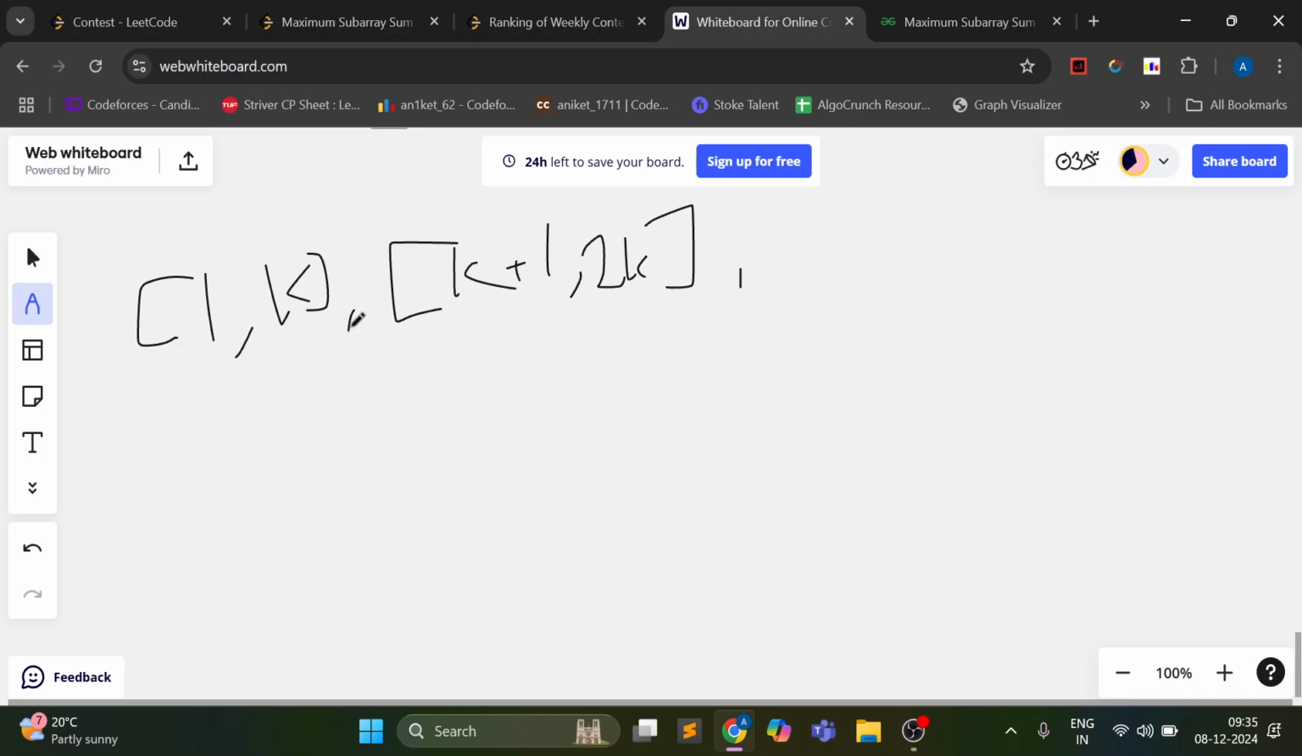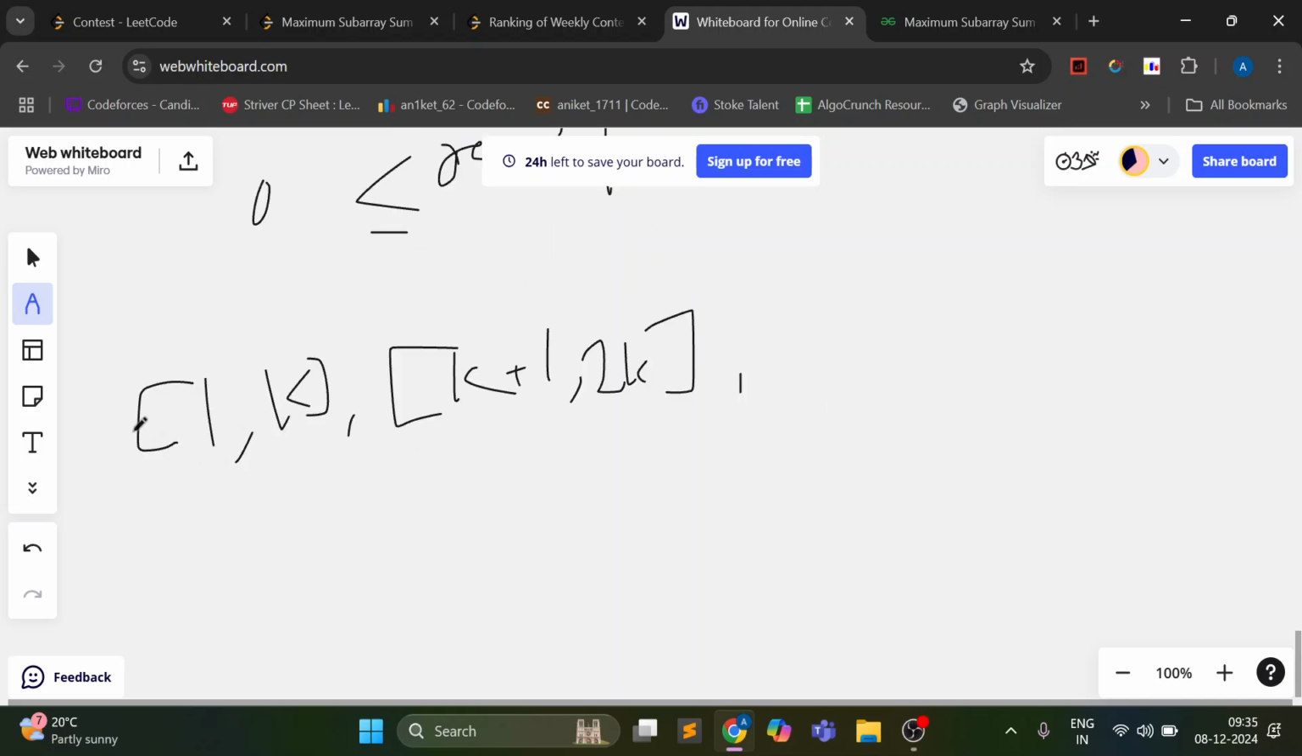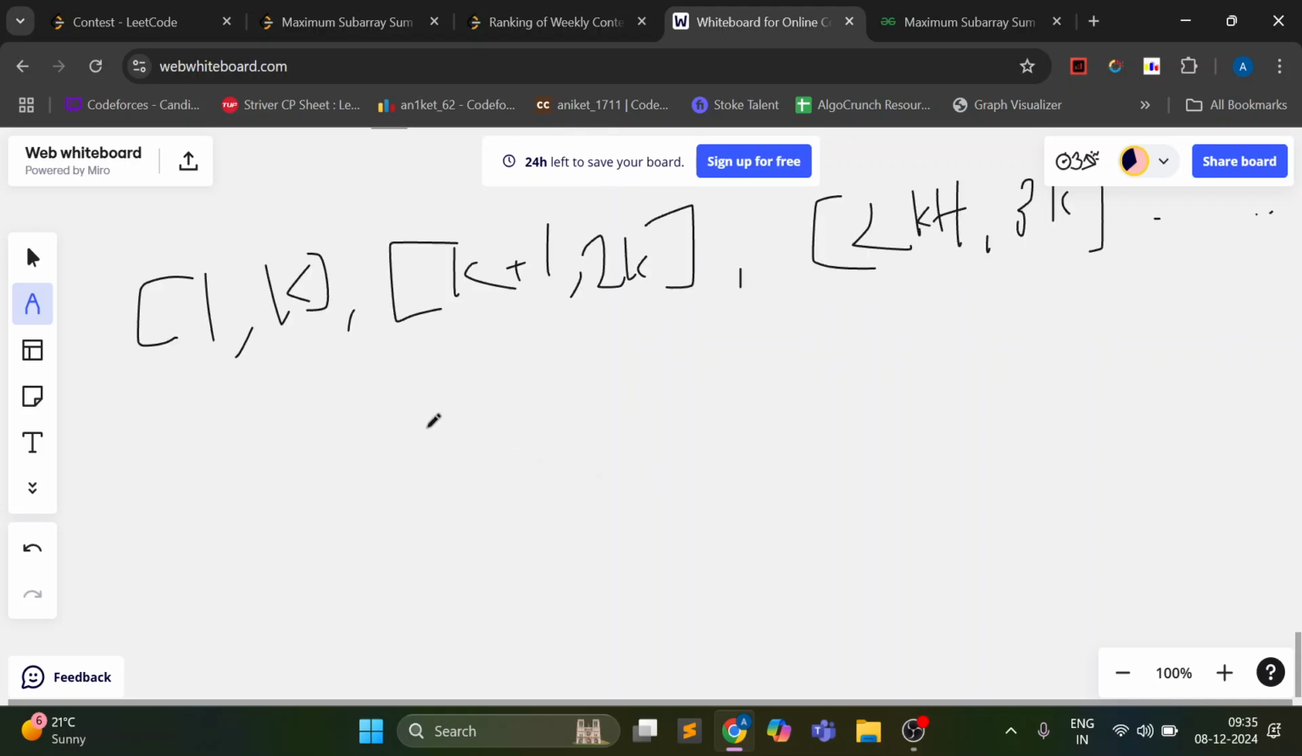So we basically divide the whole array into these partitions: 1 to k, k plus 1 to 2k, 2k plus 1 to 3k, like this. Now we just have to take the sum of it, right? So instead of making it a subarray partition, we just take the whole sum of it. Let's say this is b1, this is b2, this is b3, and up to br, let's say there were r partitions.